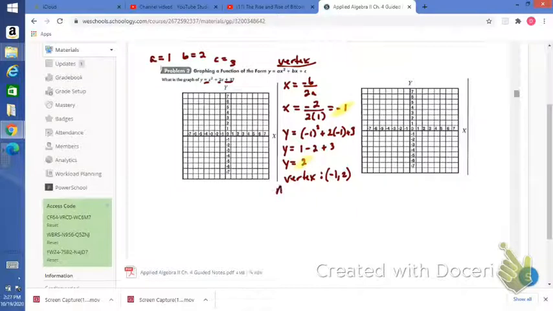The axis of symmetry is going to be x equals the x-coordinate of the vertex, so negative 1. Alright, so let's take those two pieces of information, the vertex, negative 1, 2.